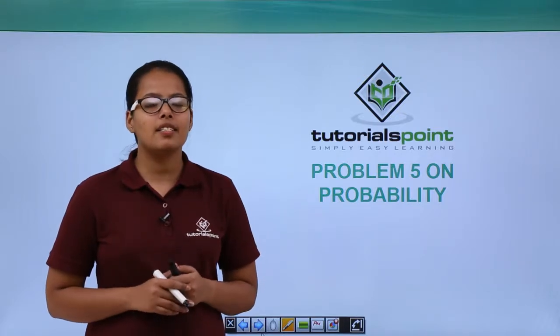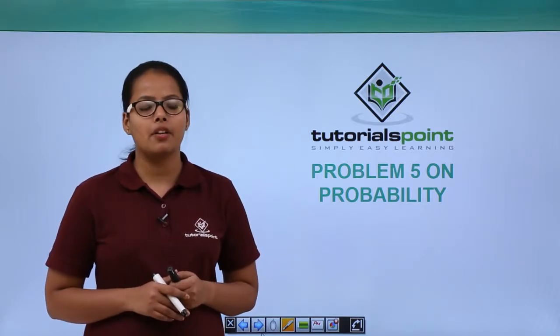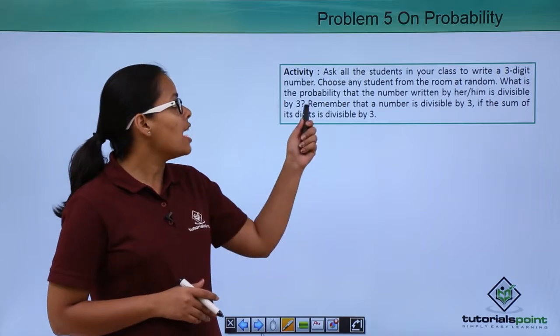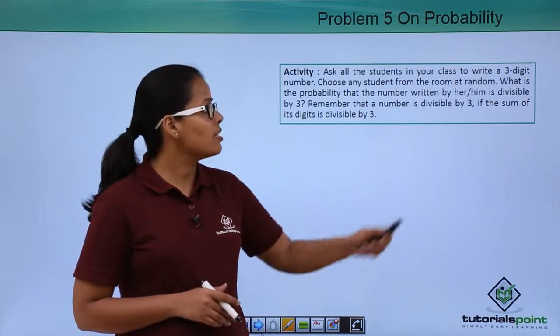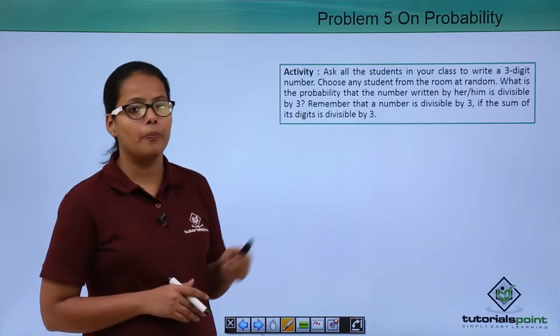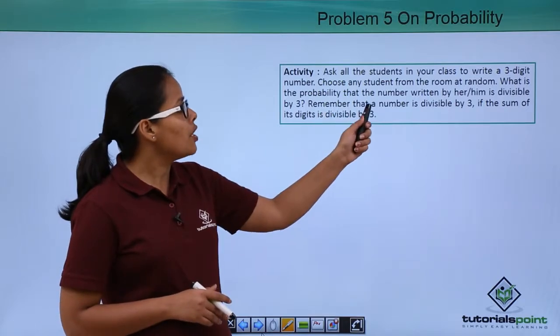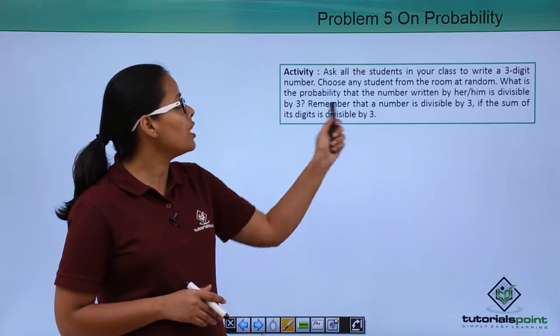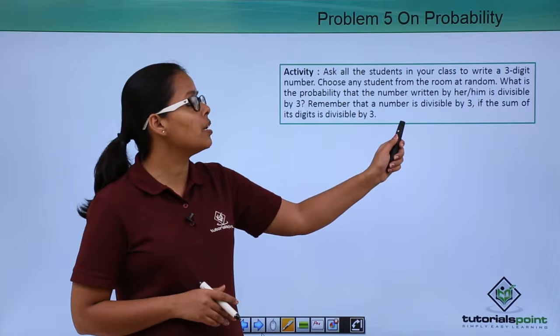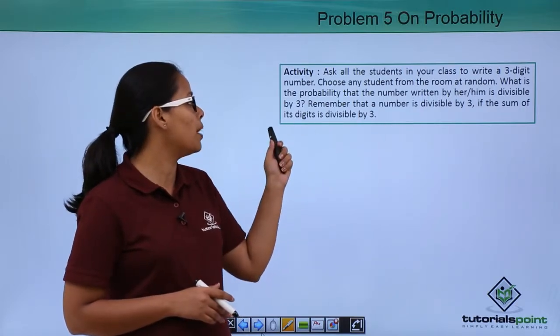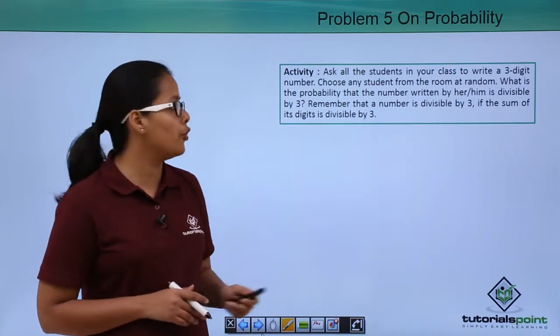Hello guys, let's discuss this problem on probability, which says: ask all the students in your class to write a 3-digit number. Choose any student from the room at random. What is the probability that the number written by her or him is divisible by 3? There is this hint for you.